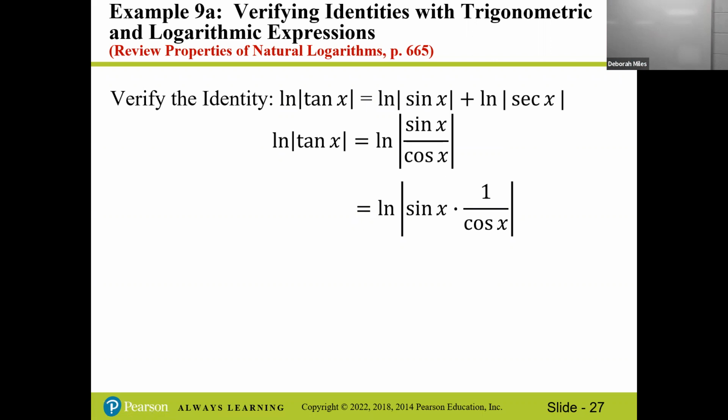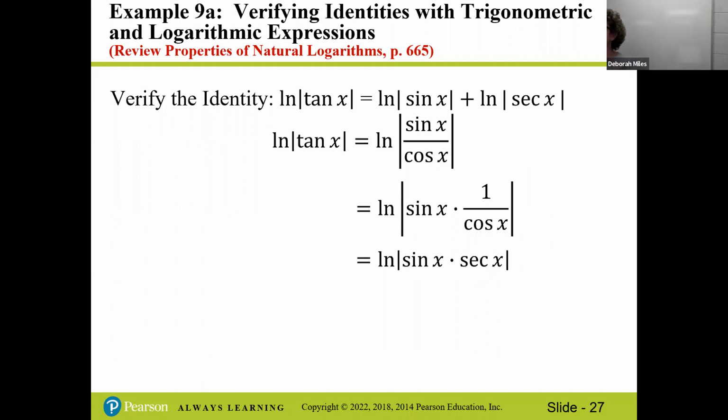They're only working on the left-hand side, so don't look at this for a minute. Just take the left-hand side and write that tangent as sine over cosine. Okay, and then write the sine over cosine as sine times 1 over cosine, and then of course, in place of the 1 over cosine, you can put secant, because you want to end up with a secant in your answer. So what's the one tool that gets us from where we are right now to the right-hand side?